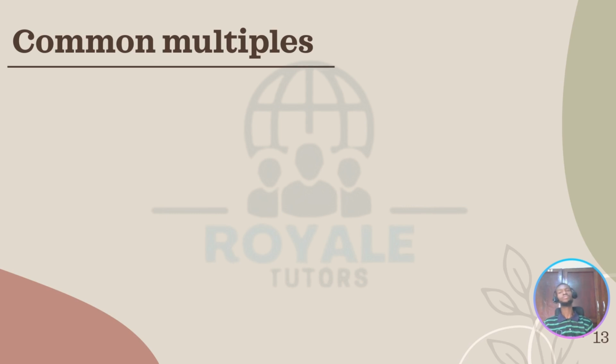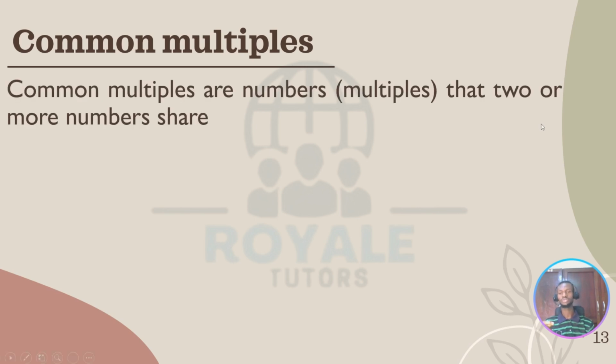Now let's look at common multiples. What do we mean by common multiples? Common multiples are numbers, that is multiples, that two or more numbers share. That is, they have it in common. That is, it is mutual. That is, A has it, B also has it. So those are common multiples basically.